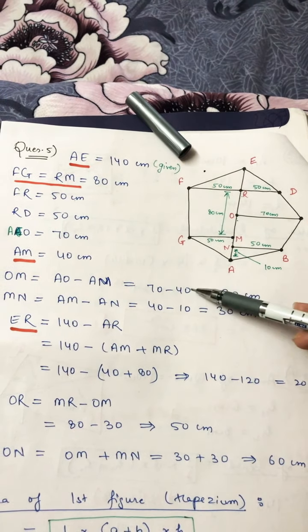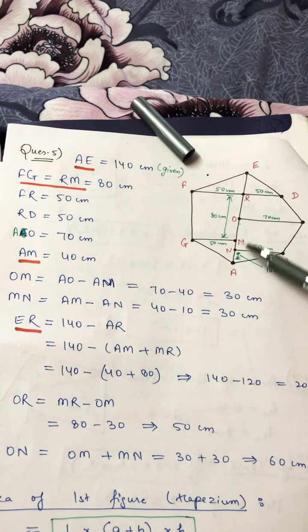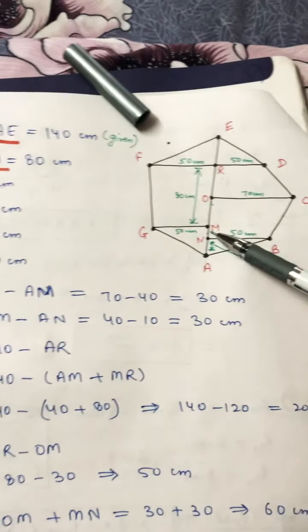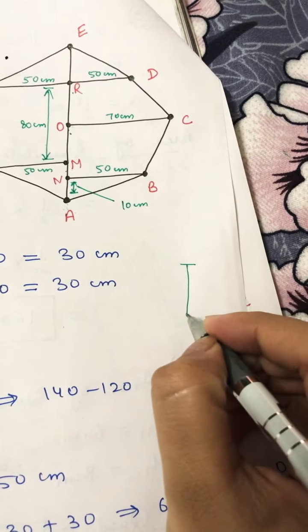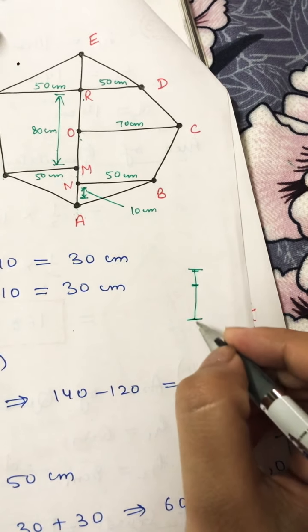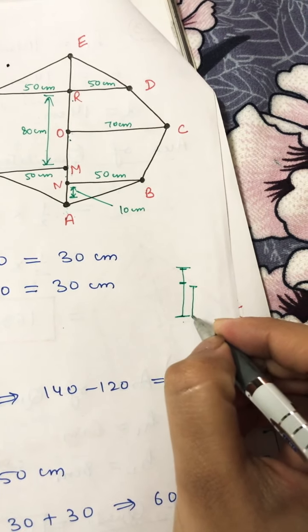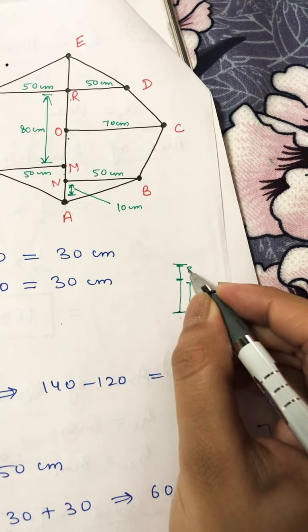So you just put the value and find out the value of OM. OM will be equal to AO minus AM. It is a very simple concept. If you want to find out this much height, this complete height is given and this height is given. This complete is given and this is given. You have to find out this.